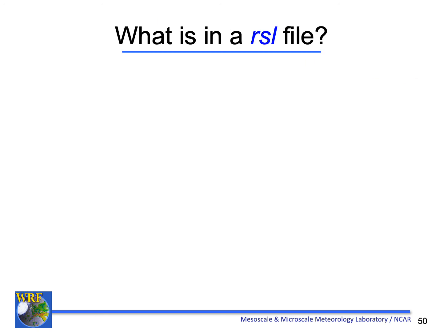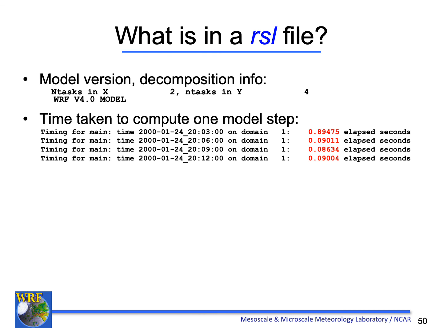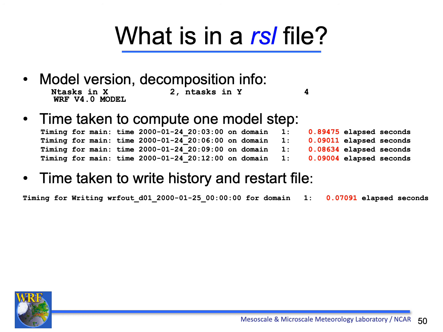What can we find in a RSL file? We should find model versions listed, how the model is partitioned in an MPI job. In this example, it shows the model used 2 processors in X direction and 4 in Y direction for a total of 8 tasks. We should also find prints on the time taken to run one model time step, as well as time taken to write history or restart files.